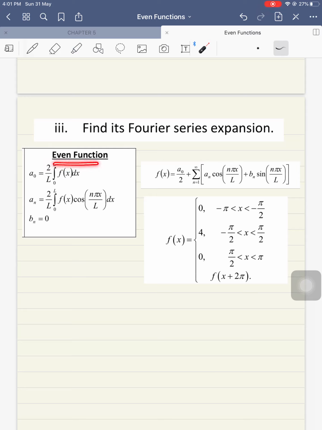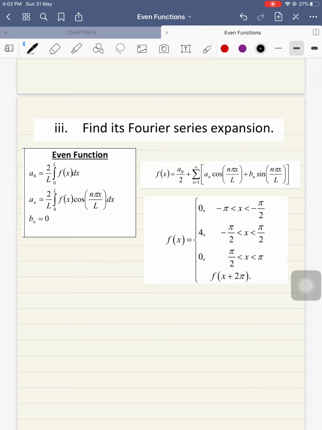Since you know that it is an even function, another clue for you is that your Bn is equal to 0. So you don't have to calculate your Bn. If you calculate your Bn, you will get this value. So therefore, no need to calculate your Bn. Just state your Bn is equal to 0. What you need to calculate is your A naught and also An by using this formula. Okay, so the same step as before.